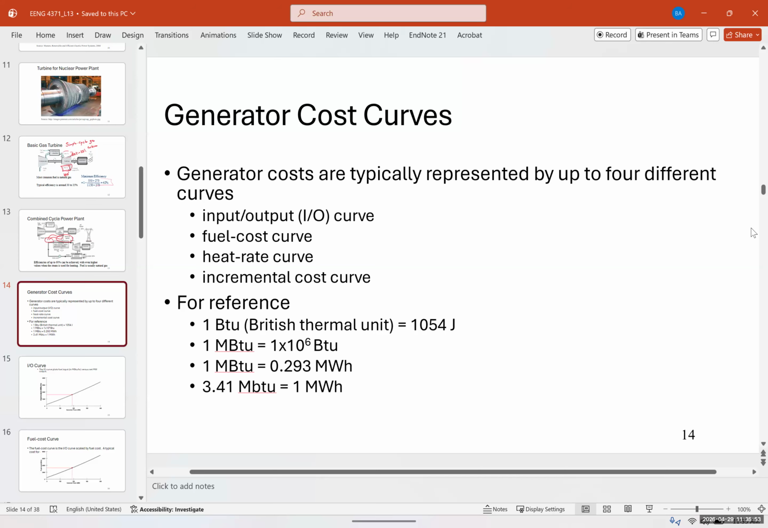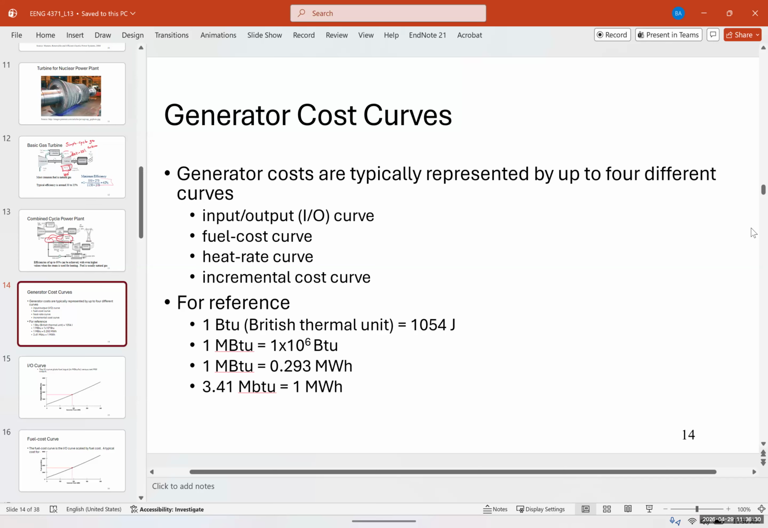Second, we have the fuel cost curve. This is just the I/O curve scaled by the cost of fuel. Instead of fuel input in MBTU per hour, it gives you cost in dollars per hour as a function of megawatt output. Third, we have the heat rate curve. This plots the average fuel consumption in MBTU per megawatt hour. Think of it like miles per gallon for a car. It tells you how efficiently the unit is converting fuel to electricity at each output level.